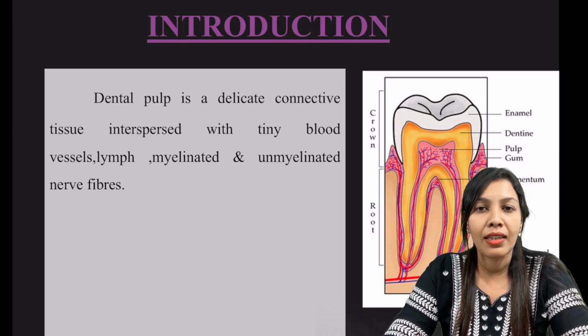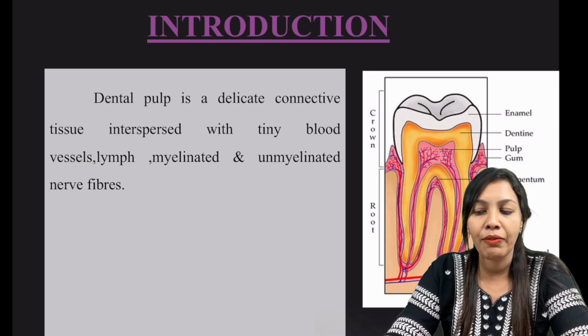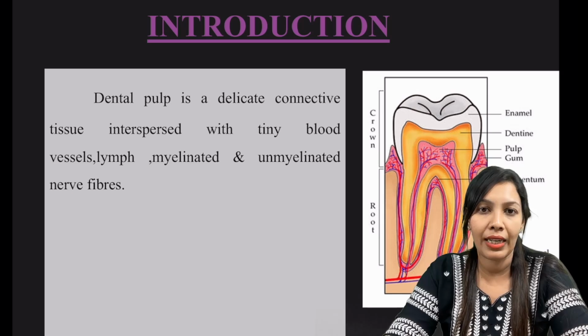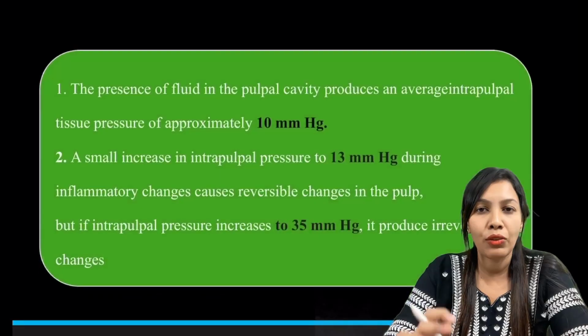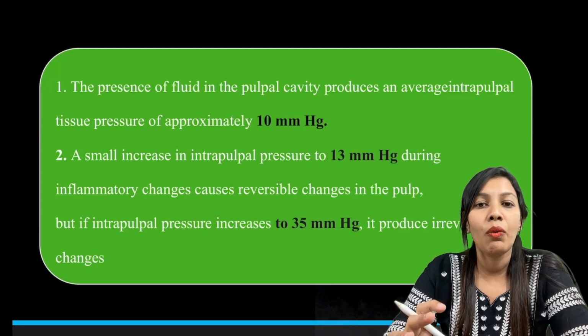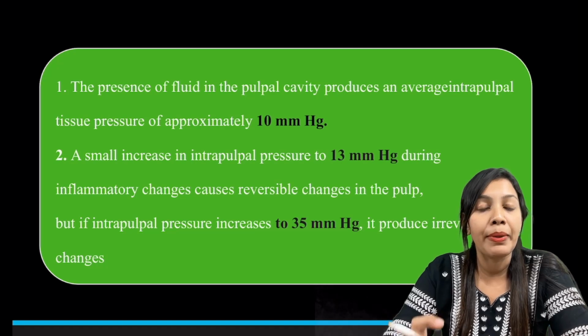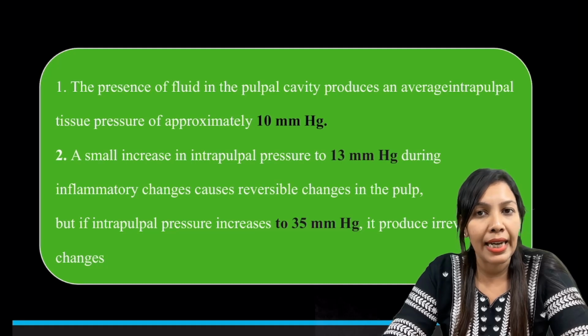In this PPT, we'll be dealing with the various aspects of inflammation of the pulp, which often lead to periodontitis, and the sequelae of infections is dealt with. One important thing that you need to memorize is the average intrapulpal tissue pressure. The intrapulpal tissue pressure normally is 10 mmHg.